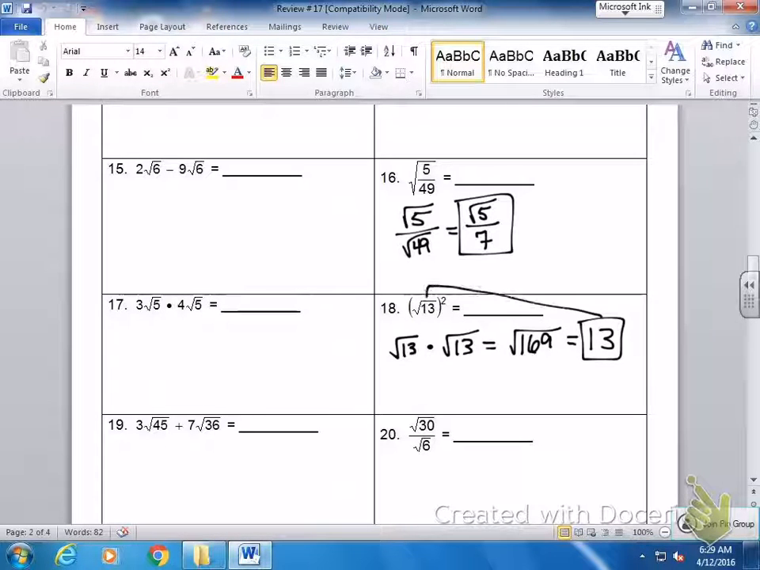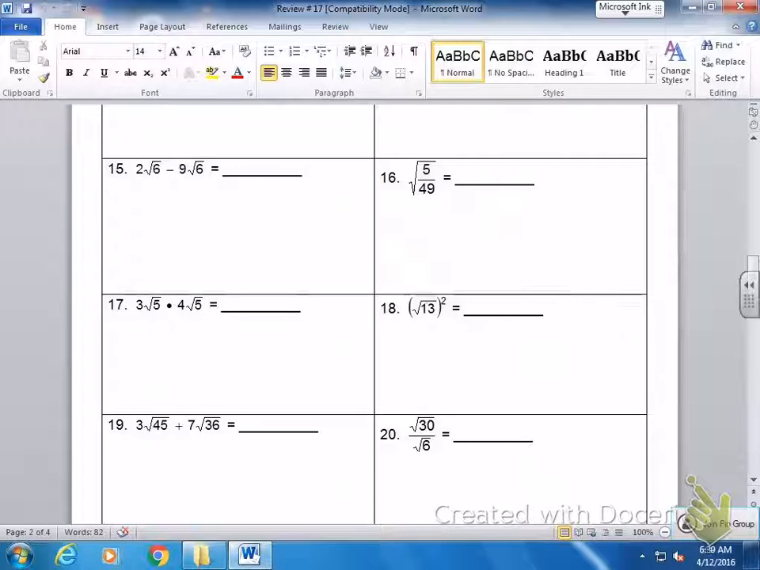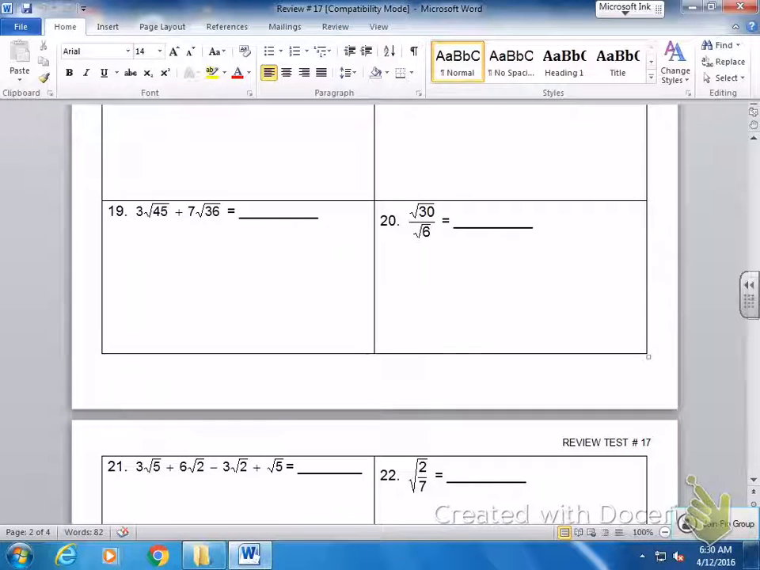And guys, technically, I don't really need to see a lot of work on that one at all. You should be able to just pull that one up pretty quick. Number 19 is where I want to go next. I have 3 square roots of 45 plus 7 square roots of 36. I cannot add those together as they sit. I'm going to have to go ahead and reduce or simplify the square root of 45 and 36.